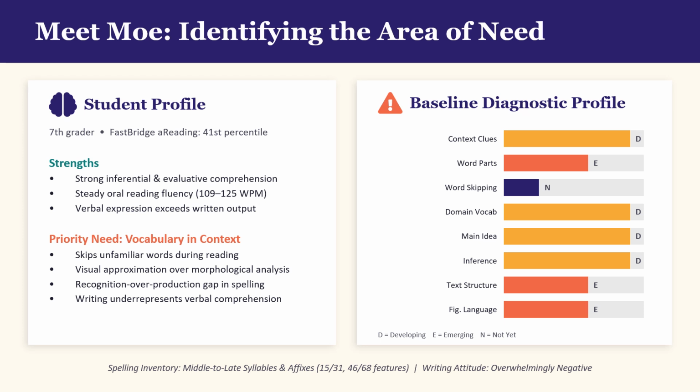So as you can see in the diagnostic profile to the right, his vocabulary subskills were his weakest area of the 4 different areas that I looked at, with his word part analysis and word skipping starting at emerging and not yet observed. So those 2 sub-skill areas became my priority as far as instructional target.